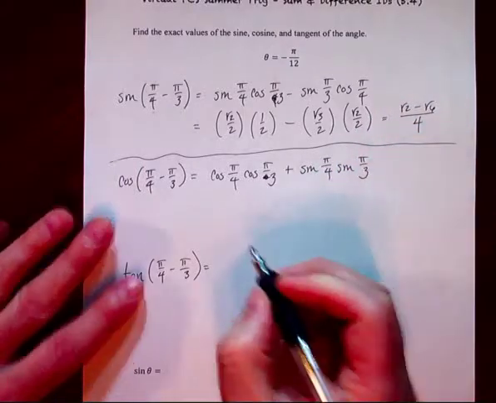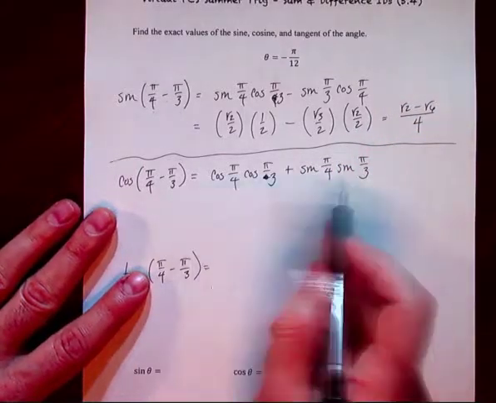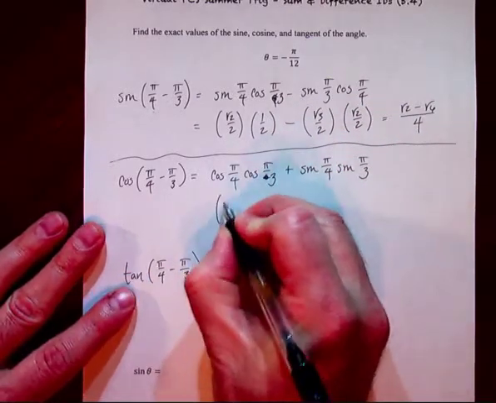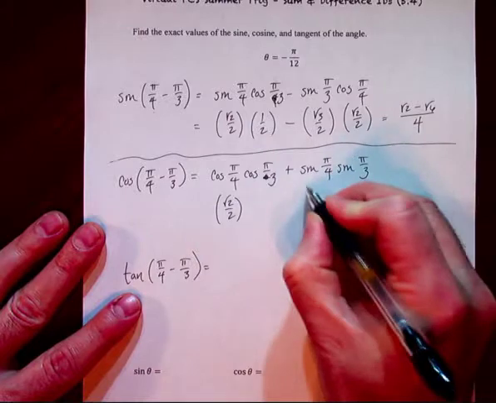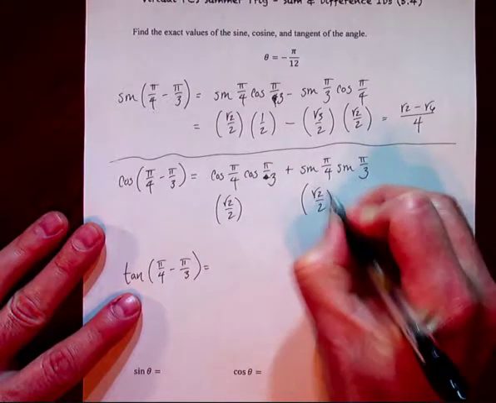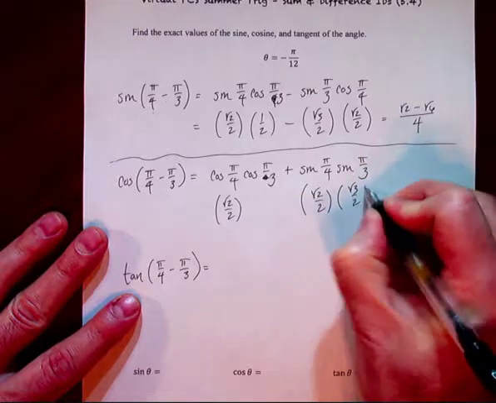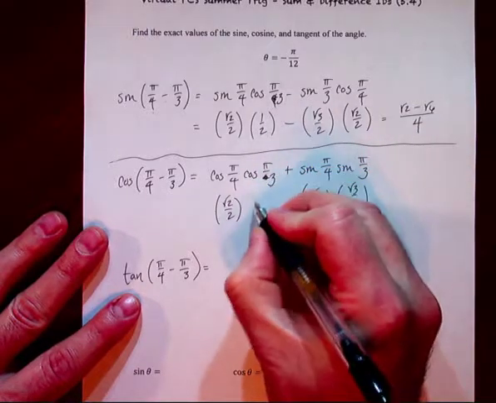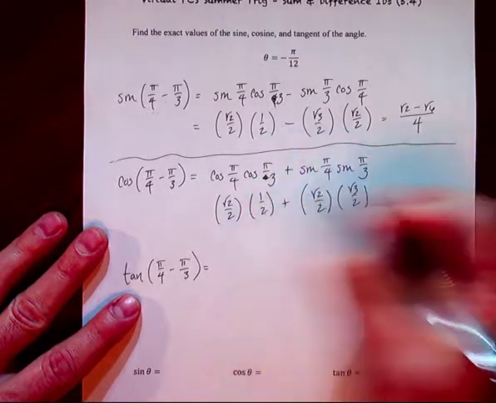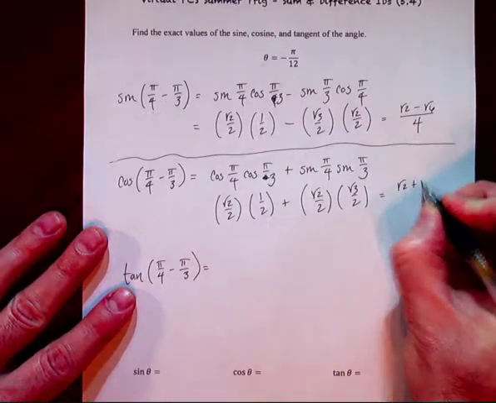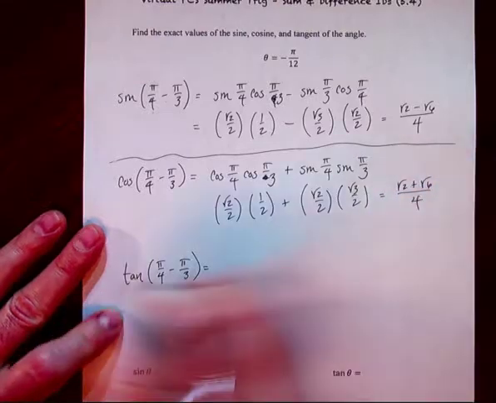Okay, now here's the thing. This is the same values as up here, they're just in a different order, right? And so this is still root 2 over 2. This is still root 2 over 2. Sine of pi over 3 is still root 3 over 2. Cosine of pi over 3 is still 1/2. And you're simply going to be adding them. So root 2 plus root 6 over 4.